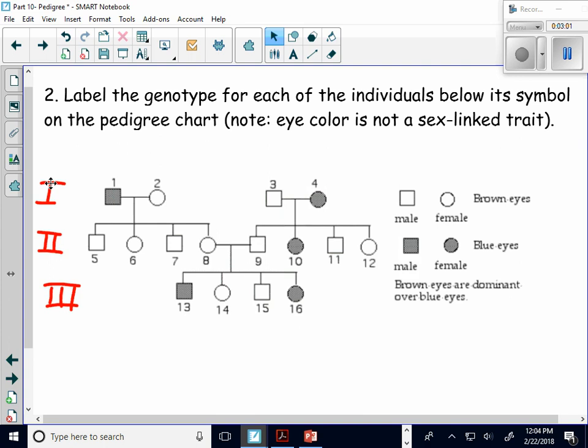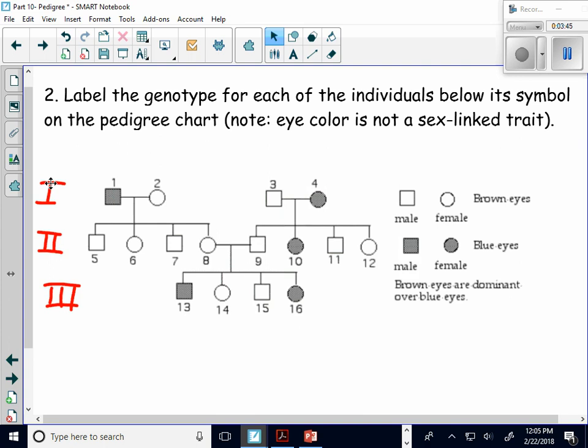Okay? Now, let me ask you this. How is 15 related to 6? What do you think? Dylan, what do you think? 6 is 15's aunt, right? So 15 would be 6's nephew.